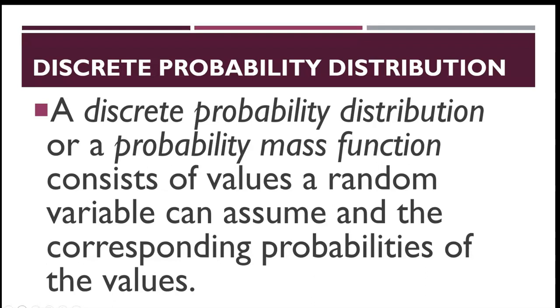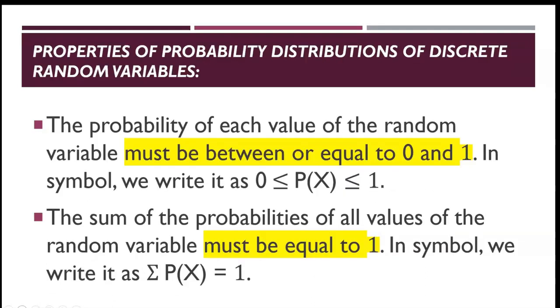A discrete probability distribution, or a probability mass function, consists of values a random variable can assume and the corresponding probabilities of the values. A probability distribution of discrete random variables has two properties. These properties will help us determine if the given distribution represents a probability distribution of discrete random variables.